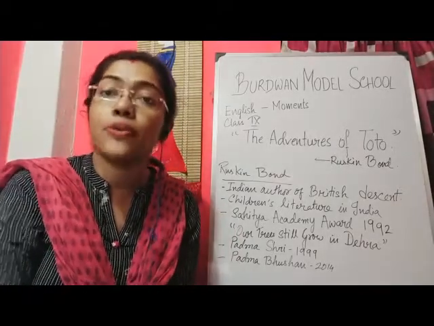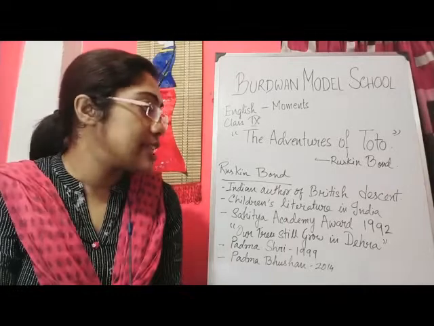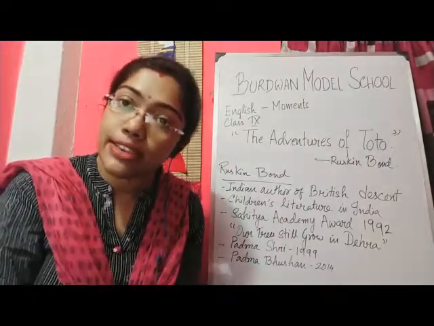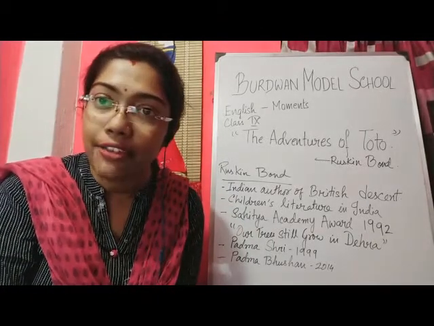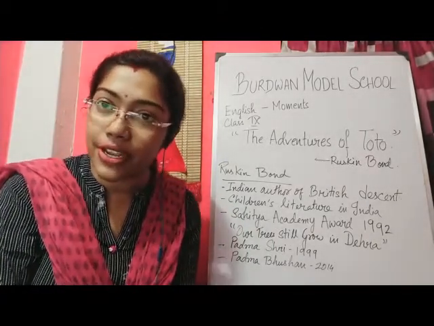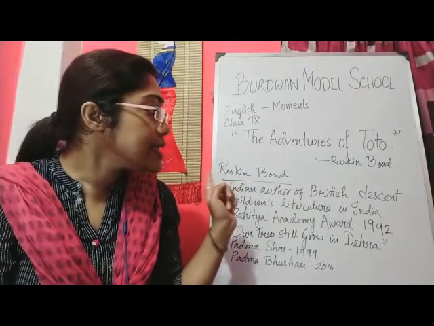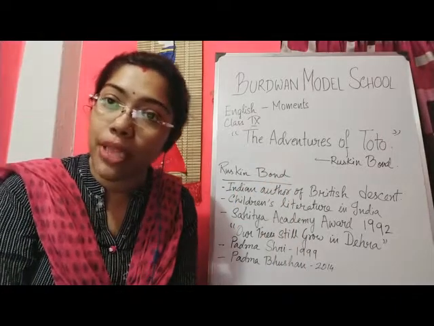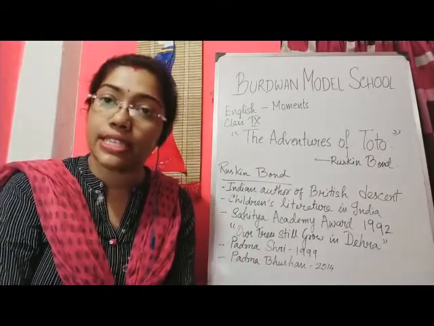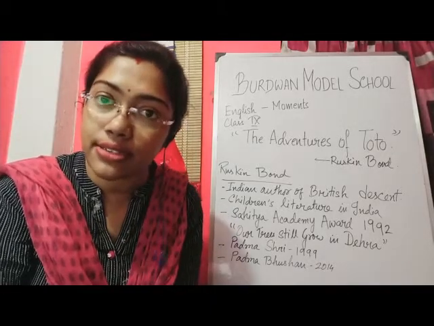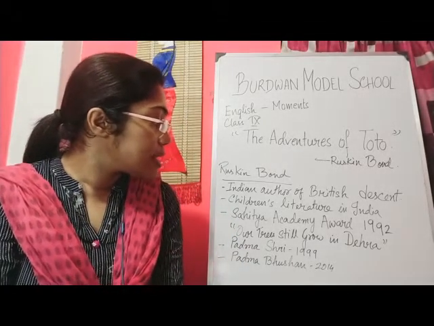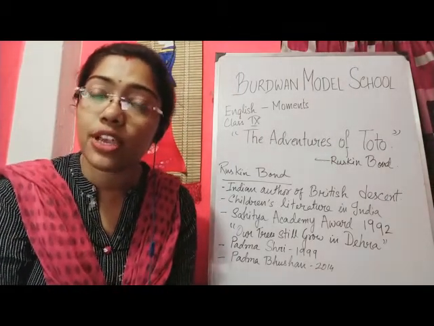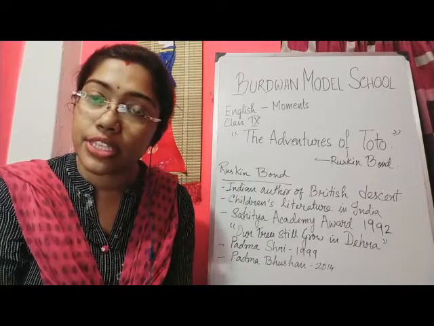lot. But before we start the chapter, let us have an introduction to Ruskin. Ruskin Bond is an Indian author. He is still alive and he is 85 years of age right now. He is an Indian author, but he is of British origin. Though by blood he is British, he has the nationality of an Indian citizen, and he is actually responsible for the growth of children literature in India.